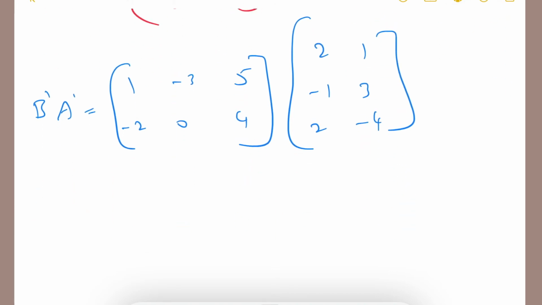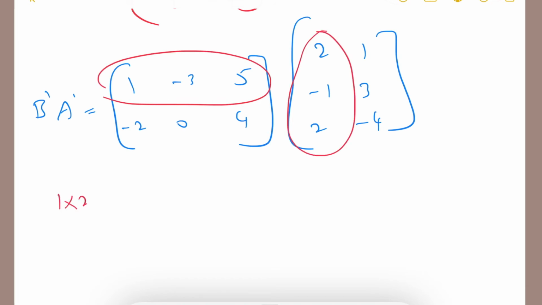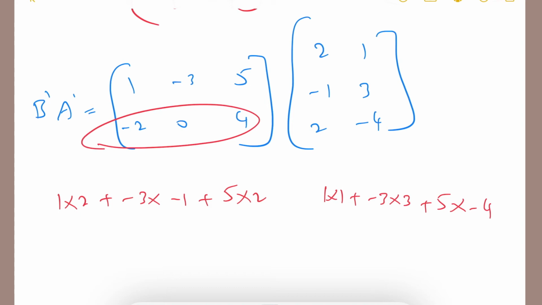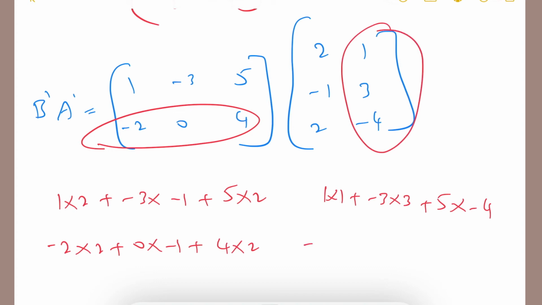Okay, let us do multiplication of this. First row multiplying with first column, 1 into 2 plus -3 into -1 plus 5 into 2. The same way, first row we need to multiply with the second column also, 1 into 1 plus -3 into 3 plus 5 into -4. First row completed. Now let's move to the second row. Second row we need to multiply with the first column, -2 into 2 plus 0 into -1 plus 4 into 2. Now the second column, -2 into 1 plus 0 into 3 plus 4 into -4.